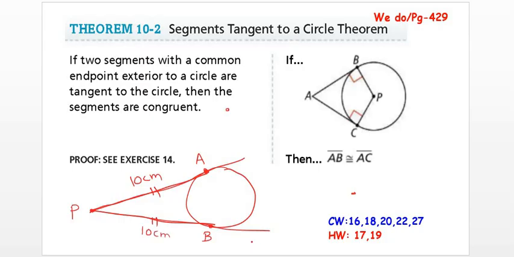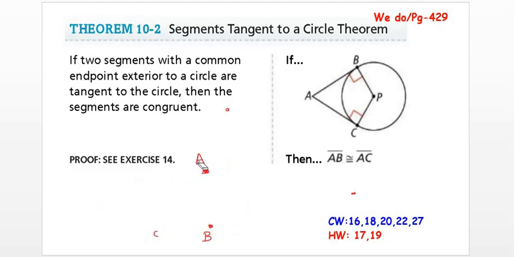So in simple words, for any point outside the circle, if you draw the tangents from that point to the circle, then the line segments joining the point outside the circle to the points of tangency will have the same measurement. I hope I made my point clear. Okay, now let's read the theorem.